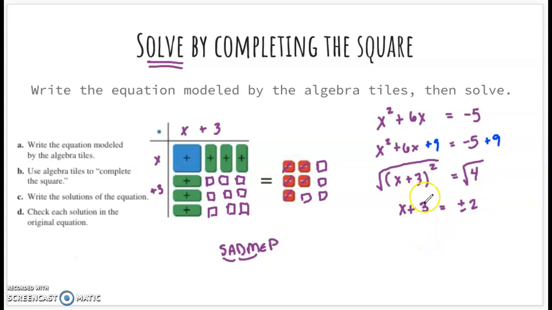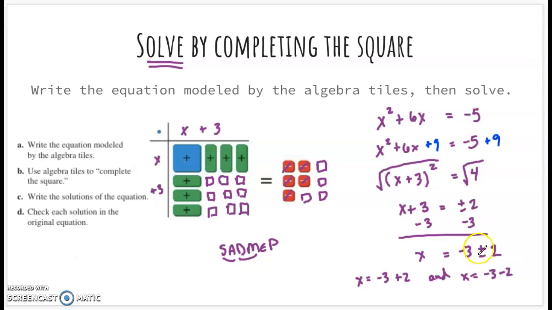All right, and then I want to get rid of that plus 3 by doing the opposite, which is minus 3. If I do it to one side of my equal sign, I do it to both. So I end up with x plus 0, which is just x, and then negative 3 plus or minus 2. So I'm going to actually do that. I'm going to do x equals negative 3 plus 2, and I'm going to do x equals negative 3 minus 2, right? I'm going to split that into two problems. So negative 3 plus 2, that gives me negative 1. And negative 3 minus 2, that gives me negative 5.